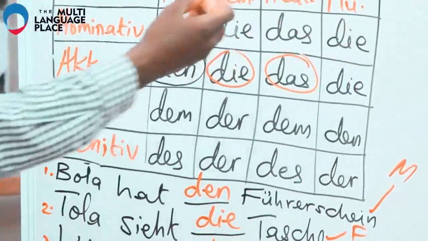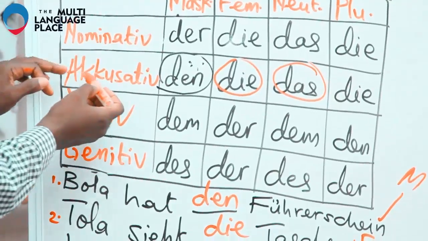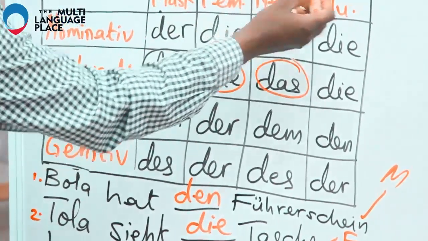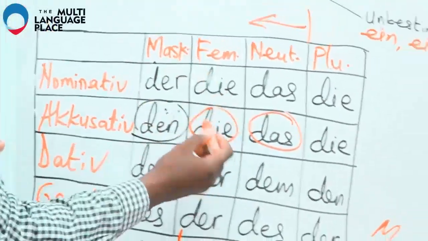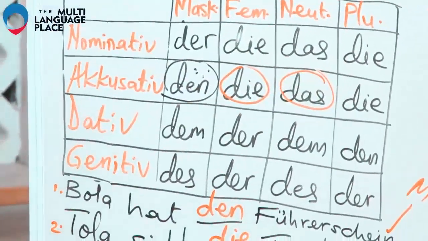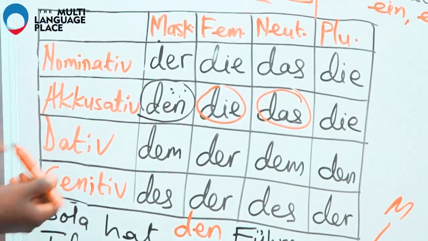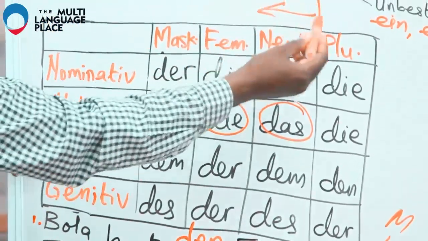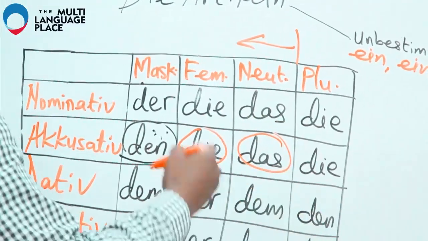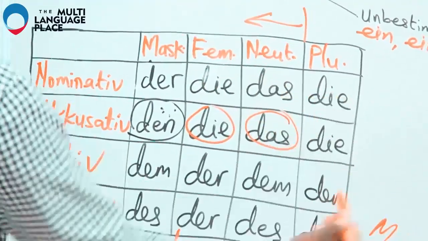And then we come to accusative. Accusative, remember, masculine, feminine, neuter, plural. We have den, die, das, die. And then we come to dative. Dative, remember, masculine, feminine, neuter, plural: dem, der, dem, den. And then we come to genitive.